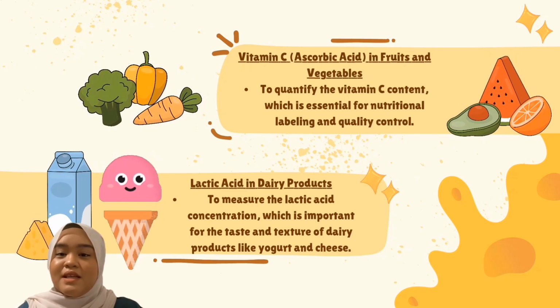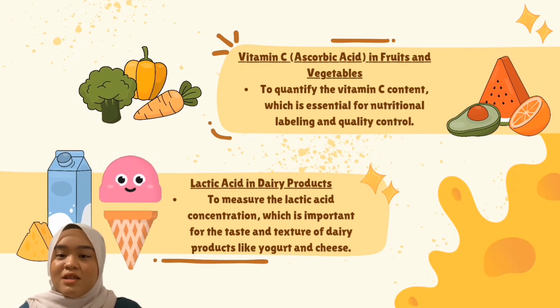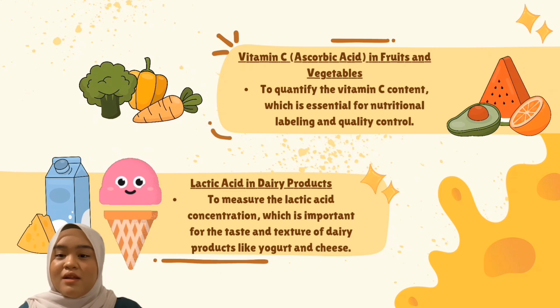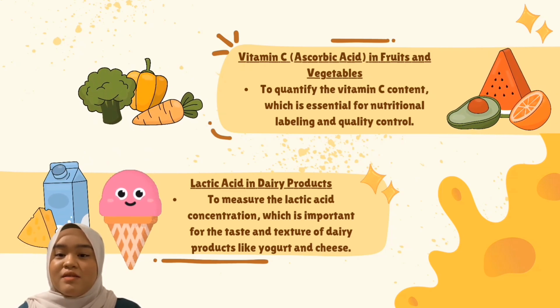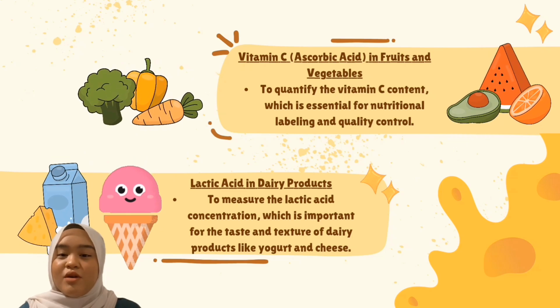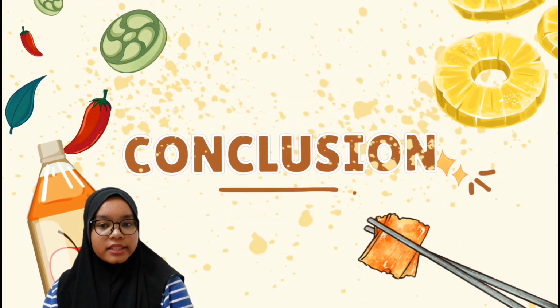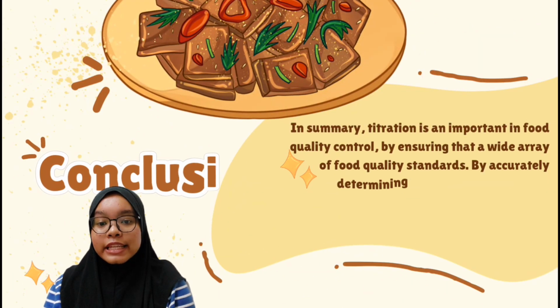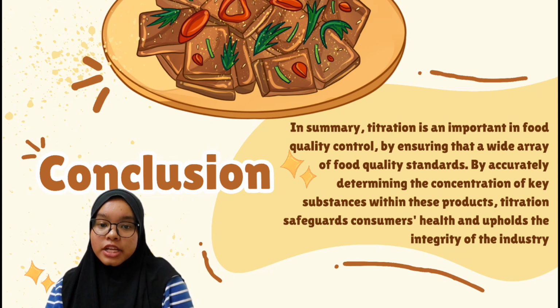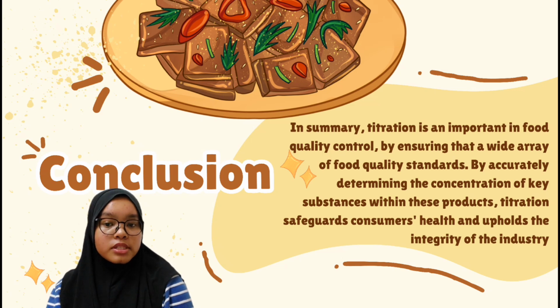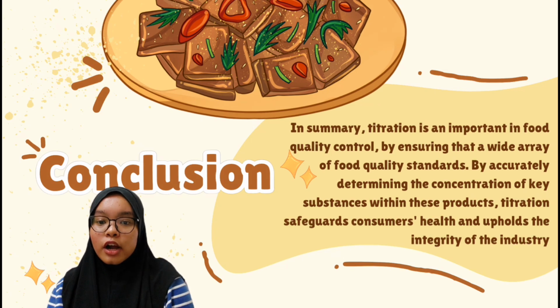These examples illustrate how titration is an essential tool in food quality control, providing accurate and reliable measurements of various important components in food products. Lastly, conclusion. In summary, titration is important in food quality control by ensuring a wide array of food quality standards. By accurately determining the concentration of key substances within these products, titration safeguards consumers' health and upholds the integrity of the industry.